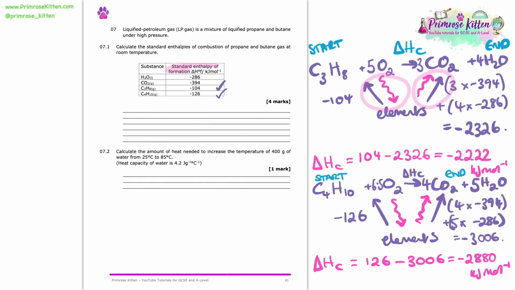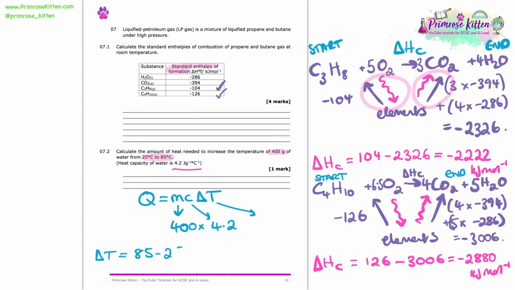So now we're asked to calculate the amount of heat needed to increase the temperature of 400 grams of water from 25 degrees C to 85 degrees C. So here, because you can see we're given specific heat capacity, we're given a change in temperature, we know that we need to use the equation Q equals mc delta T. And that Q is our energy, that amount of heat energy needed. So in this case, we're given the mass of the substance getting heated up, that 400 grams of water. We're told that the specific heat capacity is 4.2. And we're given 2 different temperatures from which we can calculate that change in temperature. So 85 minus 25 equals 60 degrees C. So we know that the change in temperature is 60.